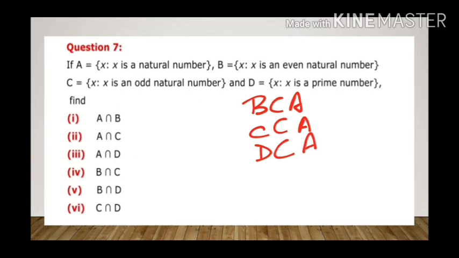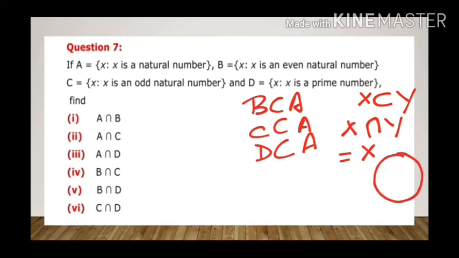And you know, if X is a subset of Y, then X intersection Y will be the smaller set, X, because Y is the superset and X is the subset. This is X and this is Y, so the common part is X. So X intersection Y is the set X.